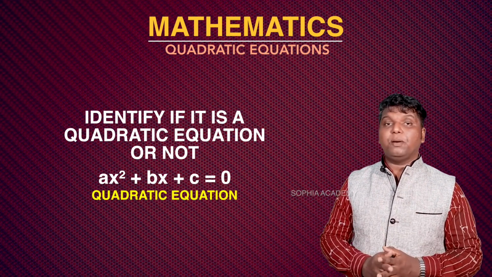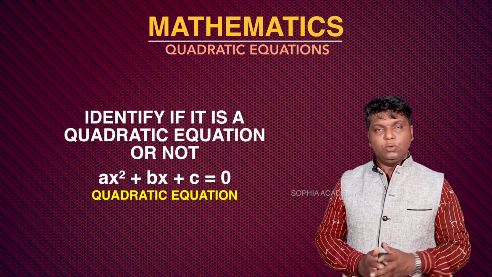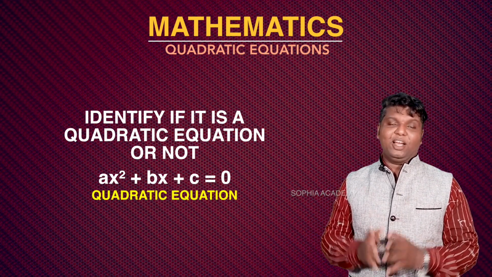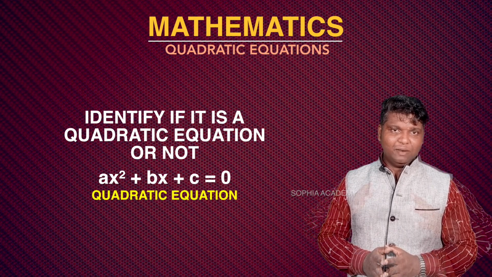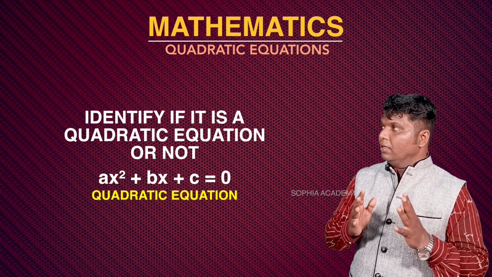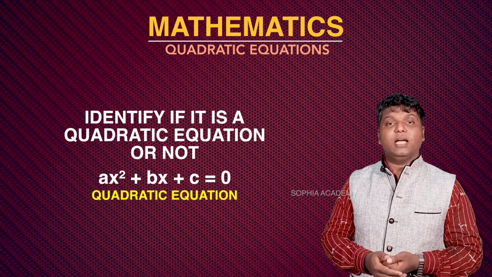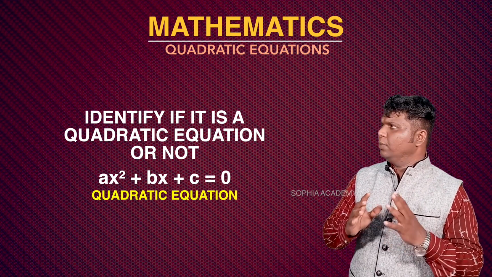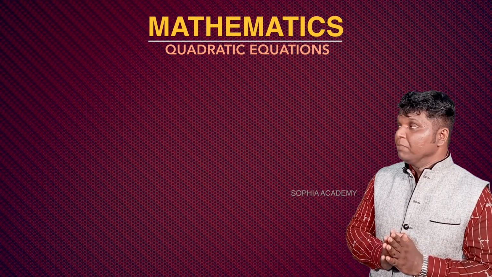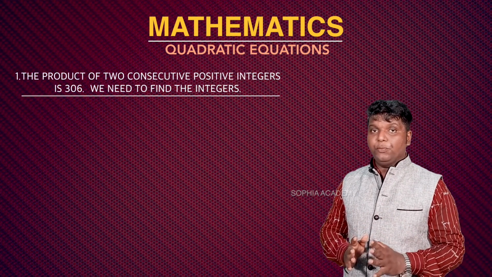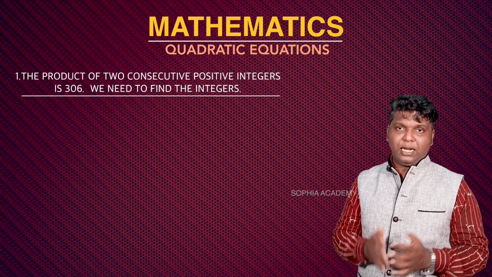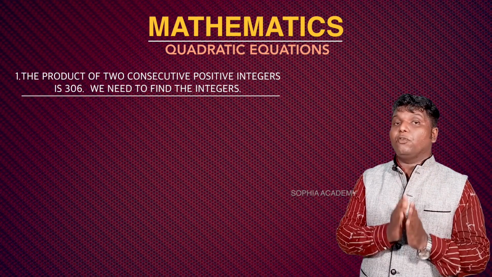If the highest power of the given equation is 2, definitely we can come to the conclusion that the given thing is a quadratic equation. Clear? Now let us deal with some questions. This is the introduction part of the chapter, so very fast let us deal with some examples. In this question you have to represent them in the form of quadratic equations.